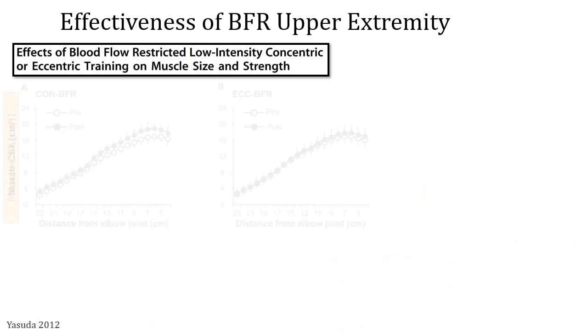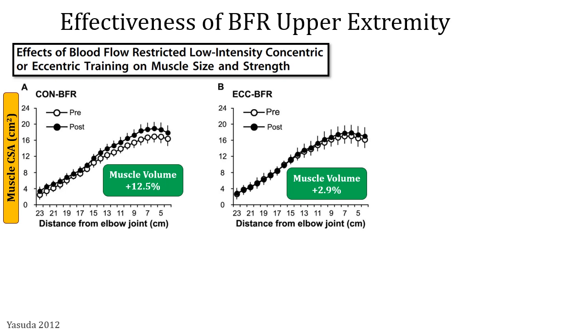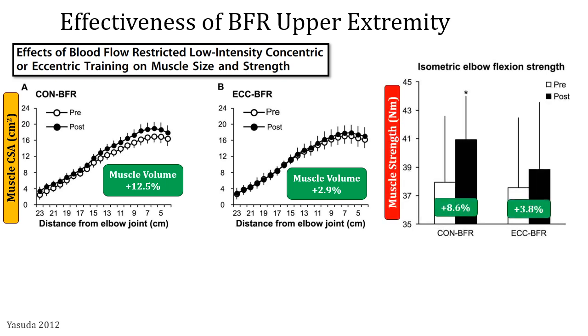Look at the results of the cross-sectional area that corresponds to that of the EMG, where the concentric group had a muscle volume increase over 6 weeks. They increased by 12.5%, whereas there's marginal improvement, only 2.9% in the eccentric group. And then muscle strength, right? So there's an 8% increase in the concentric group pre and post, and only about half of that improvement in that of the eccentric group.